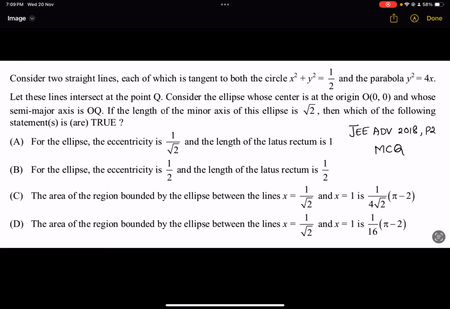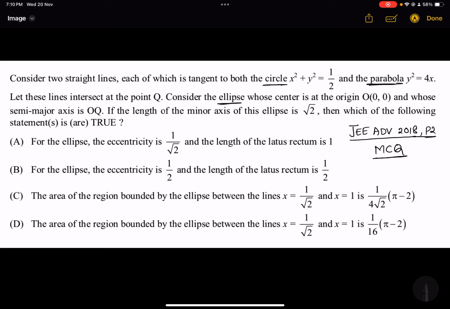Hi, this is a question that appeared on JEE Advanced 2018, paper 2, and this is a multiple choice question. It has got more than one correct answer. The question is basically from conic sections. This is a good question. You have a circle here and a parabola and ellipse.